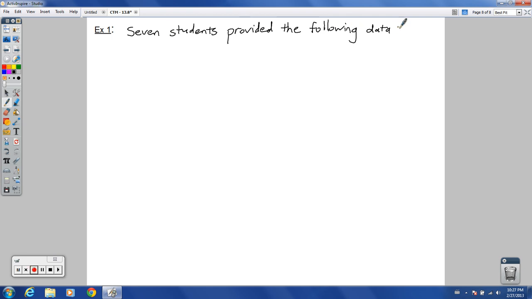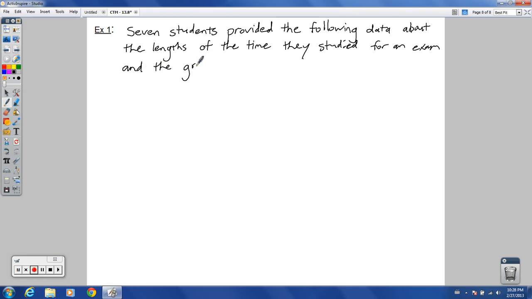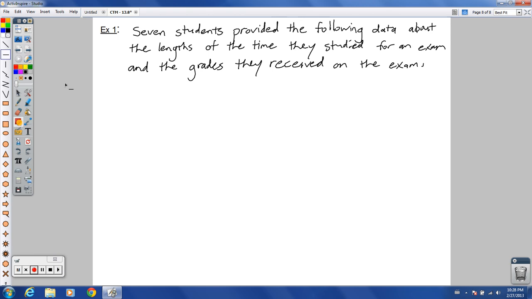So 7 students provided the following data about the lengths of the time they studied for an exam and the grades they received on the exam. And here's the data. So let's make a little table. This is what happened.